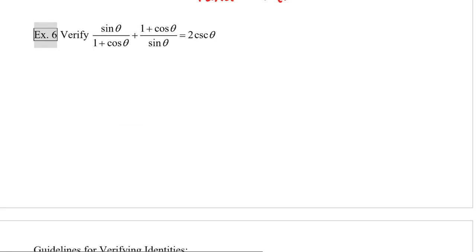Example 6, we're going to verify sine theta over 1 plus cosine theta plus 1 plus cosine theta over sine theta is equal to 2 cosecant theta. Whenever you see two fractions being added or subtracted, you should get a common denominator and do that addition or subtraction. So my common denominator is going to be 1 plus cosine theta times sine theta, which means the expression on the left I'm going to have to multiply by sine of theta over sine theta, and the expression on the right I'm going to have to multiply by 1 plus cosine theta over 1 plus cosine theta.